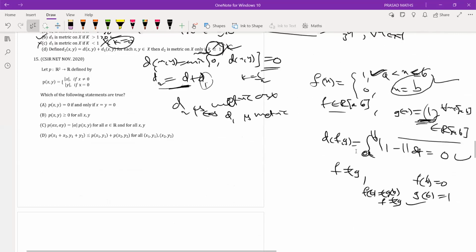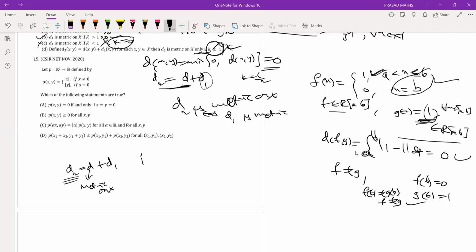Sir, explain the fourth option again. See, d2 is equal to d plus d1. Already d is a metric on X. Yes or no? d2 is a metric. When do you say that d2 is a metric?